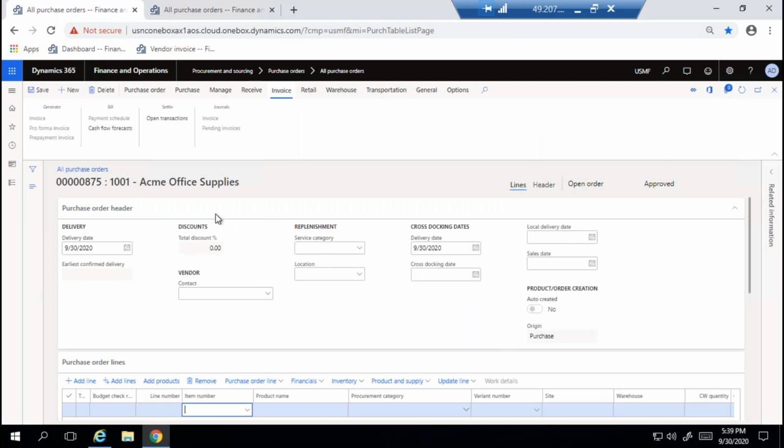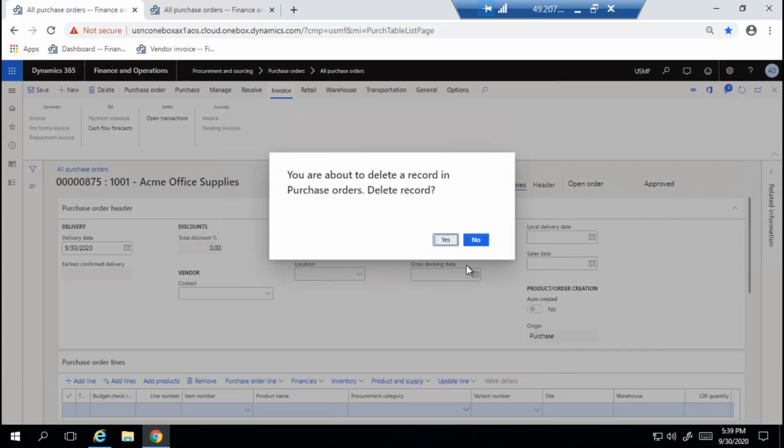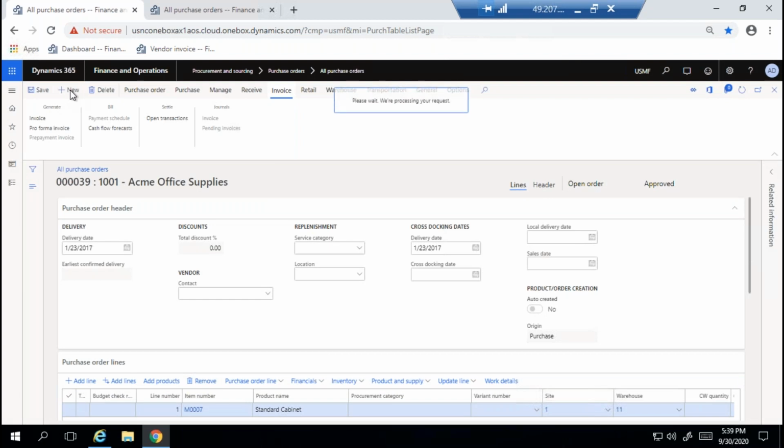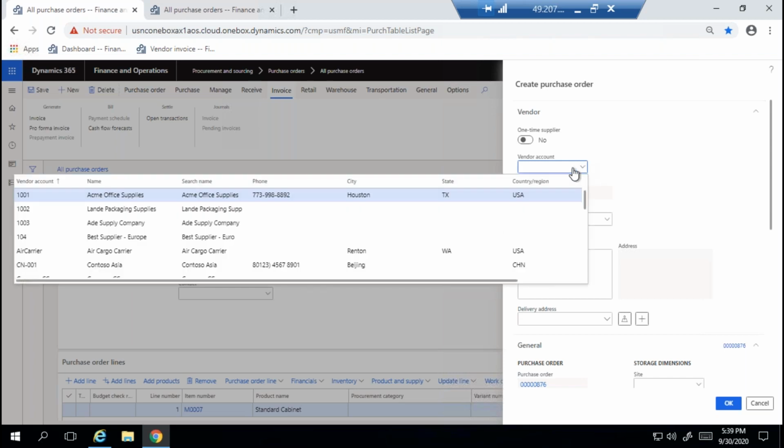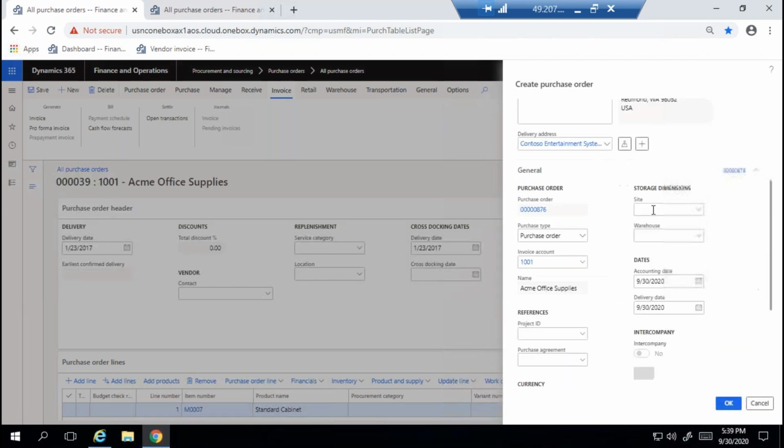Sorry, actually this is not the correct way. Give me 1 second. I'm clicking new and selecting the vendor. Here inside you have the type purchase returns, that is called return order. Instead of purchase order, you can select return order and click OK.